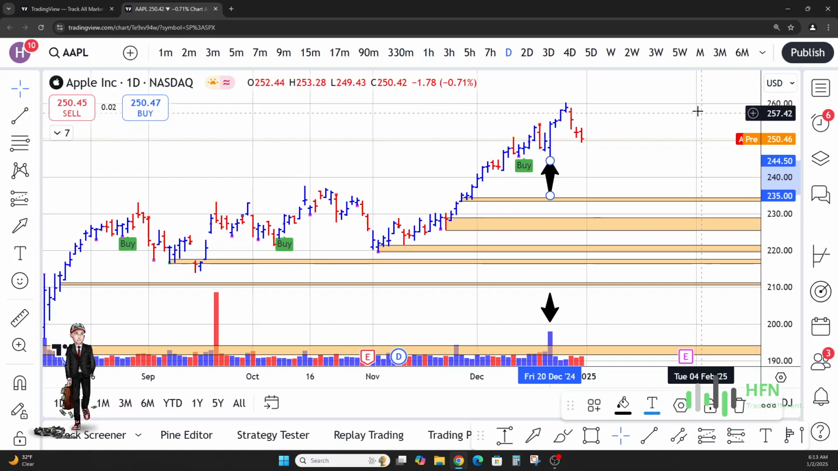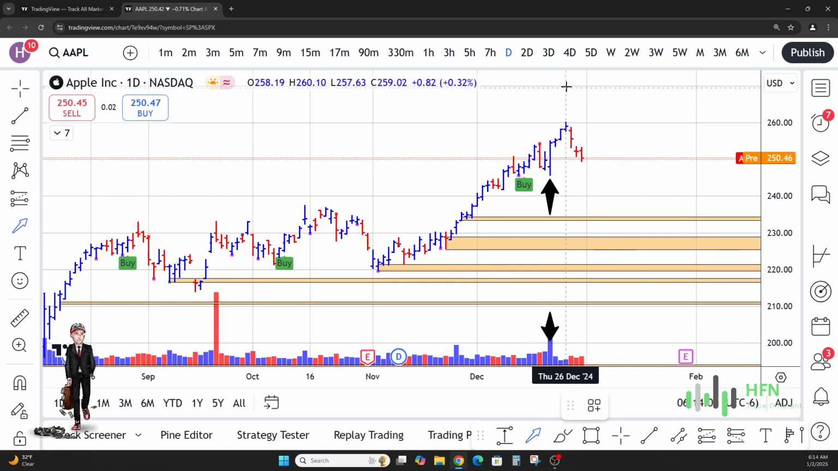Now when you look at the other day right here, look at this day, December the 26th, right? Many people would suspect that, hey, it's around the holiday. A lot of people may not be trading on this particular day. That's why the price bar is small and the volume is small, which is reasonable to see. But is it just a coincidence that it happened at an all-time high?